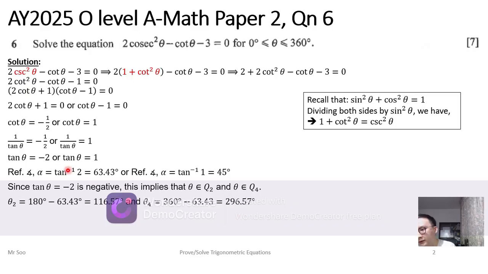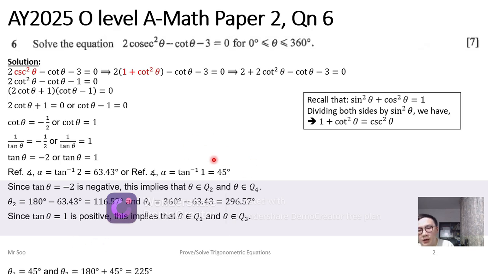That is for tangent theta equals minus 2. For tangent theta equals 1, in fact it's positive 1, so tangent theta is positive and theta lies in Q1 and Q3. Since tangent theta equals 1 is positive, theta lies in Q1 and Q3. For Q1, theta equals alpha, which is 45 degrees. For Q3, theta equals 180 degrees plus 45 degrees, which is 225 degrees.